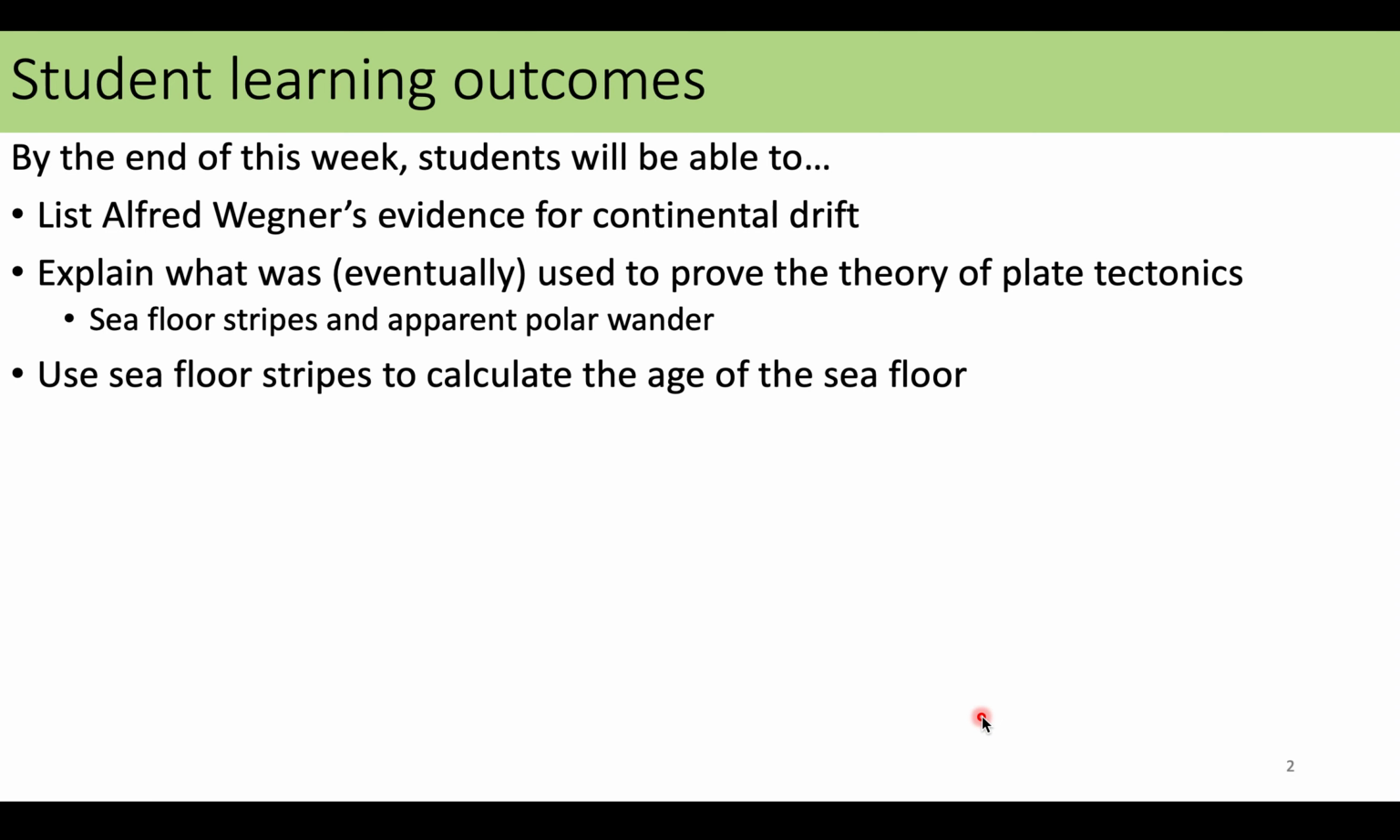So today the goals are by the end of lecture and this week you'll be able to list Alfred Wegener's evidence for continental drift and explain then what was eventually used to prove the theory of plate tectonics, being seafloor stripes and the apparent polar wander. And you'll be able to use those seafloor stripes to actually calculate the age of the seafloor.